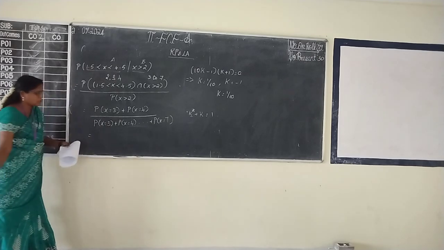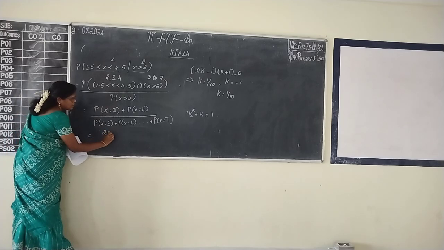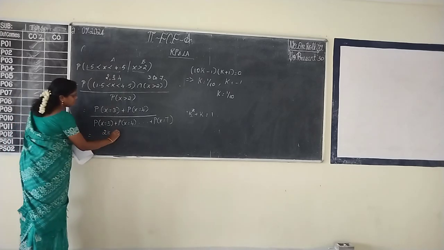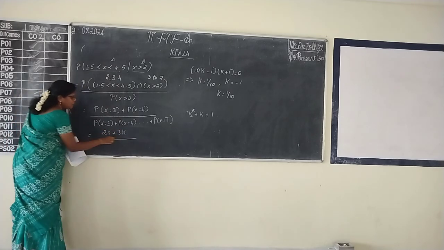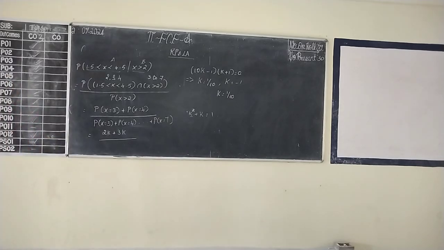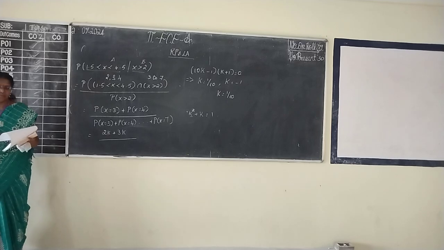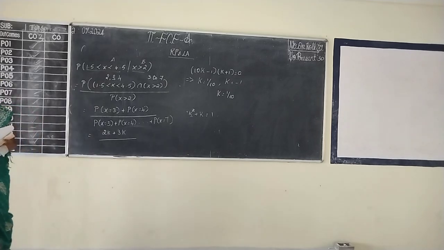So what is x equal to 3 value? 2k. X equal to 4? 3k. Add from 3 to 7, find all the values. 9k square, 10k square plus 6k. Others? 3 and 4 probability.